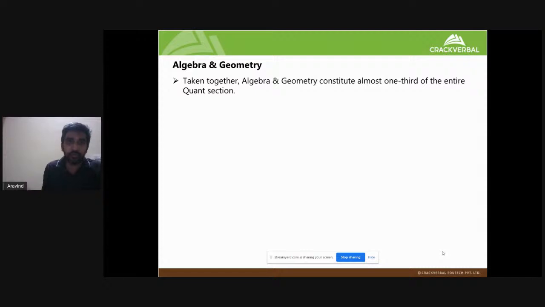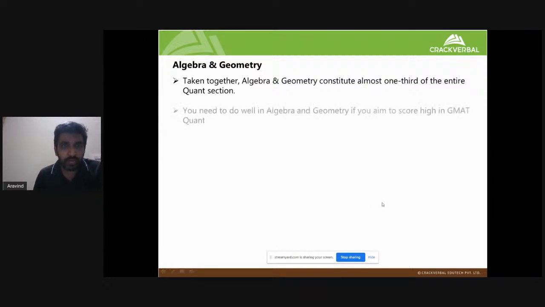Algebra geometry is important because when taken together, they constitute almost 1/3 of the entire quant section, right? That's almost 10, 11 questions coming from algebra and geometry. That's a big chunk. And you will have to do well in this section if you want to score high in GMAT Quant. That goes unsaid, right? Therefore, what are the starting points for you in algebra and geometry? What should you do well at the start of your preparation?